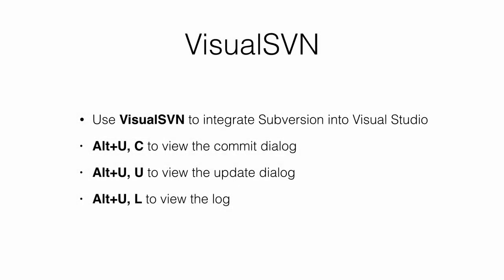Let's recap. Use Visual SVN to integrate Subversion into Visual Studio. Press Alt and U and then C to bring up the commit dialog. Press Alt and U and then U again to bring up the update dialog. And finally, press Alt and U and then L to view the log.